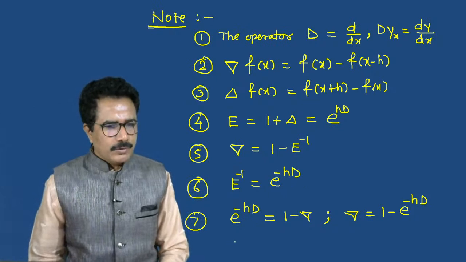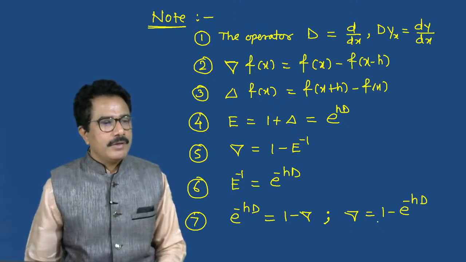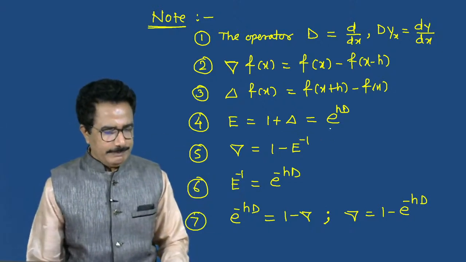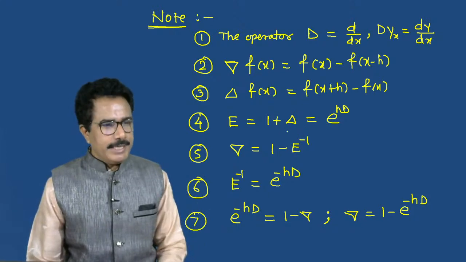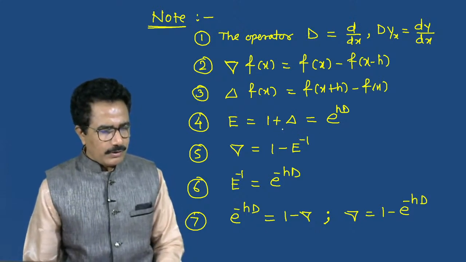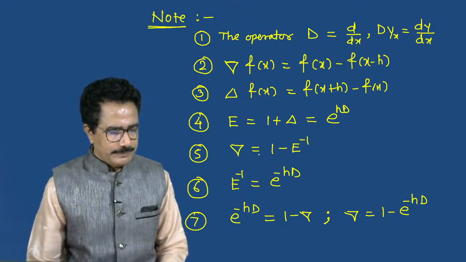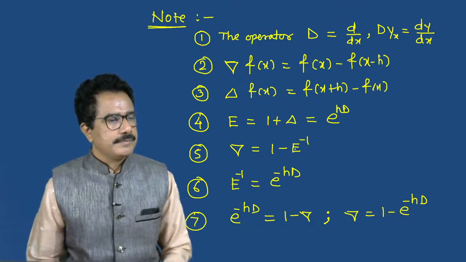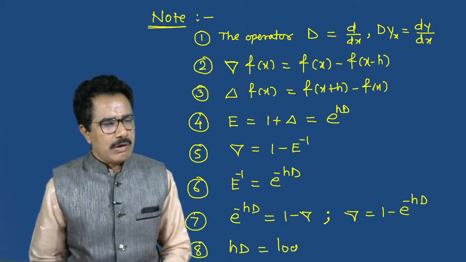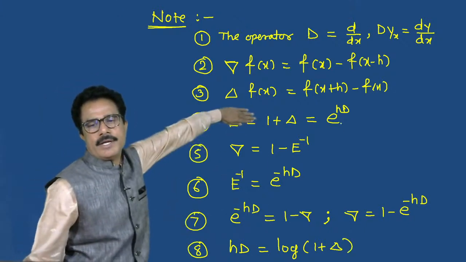Now, in this way we can write. We can also write this using log. Take 1 plus delta is equal to e raised to hD, and take log of both sides: hD is equal to log of 1 plus delta. See this from 4, take the log of both sides.